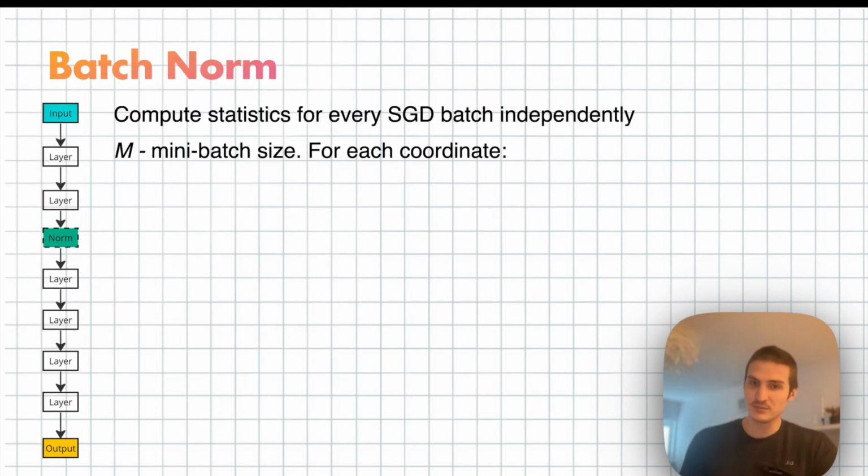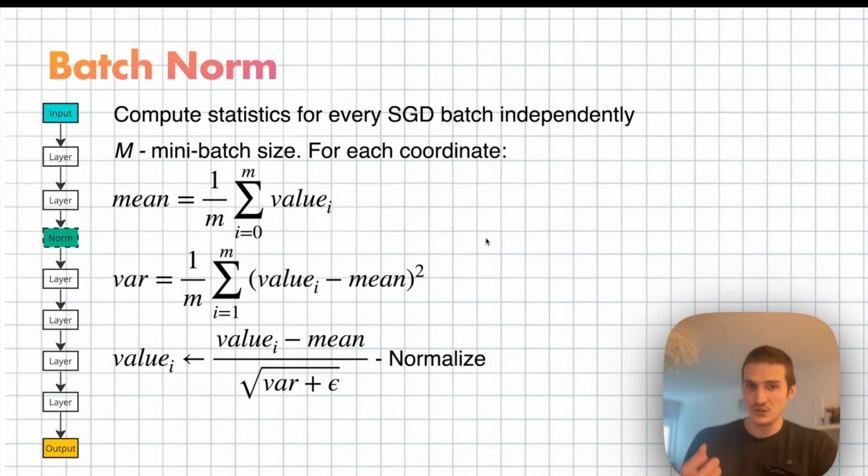And so what batch normalization does is simple. It says, let's look at the current batch as we do the stochastic gradient descent, and just use the statistics from the current batch as our value. So to calculate the mean, we iterate over all the values for this specific coordinate across the batch. We calculate the average, then we calculate the variance, and then we do the value normalization by subtracting the mean and dividing by something like the standard deviation.